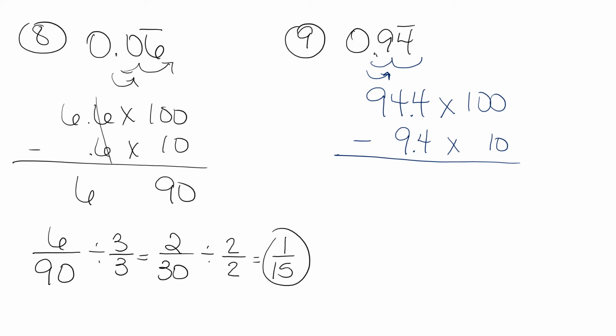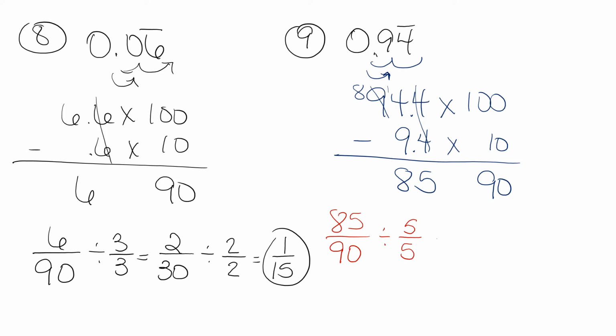And you're ready to subtract. 100 minus 10 is going to give me 90. These 4s are going to cancel. I would borrow. 14 minus 9 is 5, and bring your 8 down. So this ends up giving me 85 over 90, which, since they end in 5 and 0, I know they are divisible by 5. 85 divided by 5 is 17, and 90 divided by 5 is 18, and that is in simplest form.